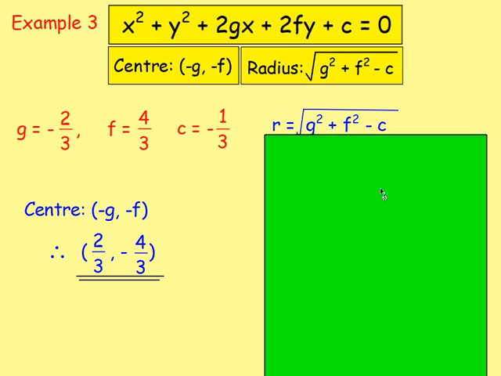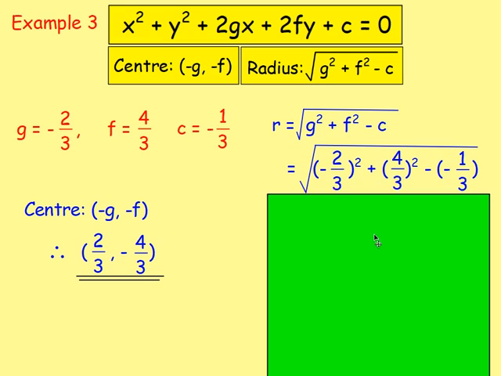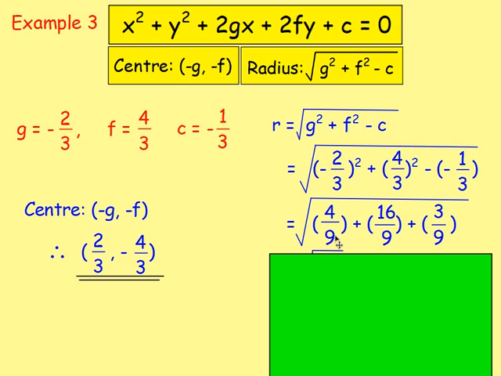So the radius is given by the square root of g² plus f² minus c, once again. If you sub in the values of g, f and c, you will end up with the square root of negative 2/3, all squared, plus 4/3 squared, take away negative 1/3. From there, if you square the negative 2/3, well, square a negative will give you a positive. But to work this out, just do 2/3 times 2/3, or really you're squaring the 2 and you're squaring the 3, which will give you 4/9. Square the 4, you get 16, square the 3, you get 9, and remember you're adding the 1/3.